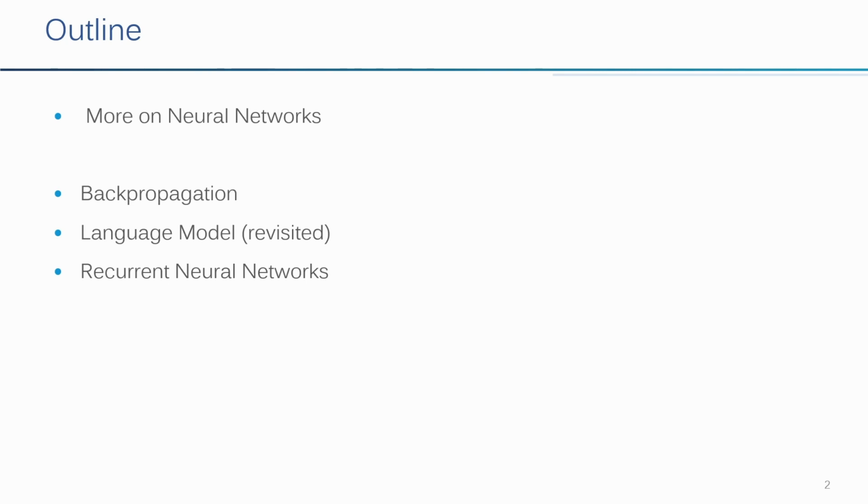So we'll talk a bit more about neural networks. We'll go over backpropagation. We'll revisit language models, pretty much to give an introduction to neural language models, and then we'll start with recurrent neural networks and how we can apply them to change how we're doing language modeling.